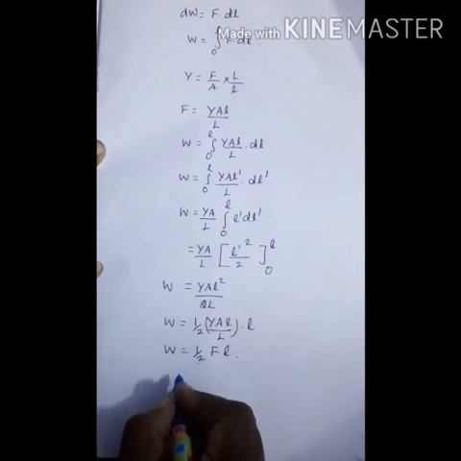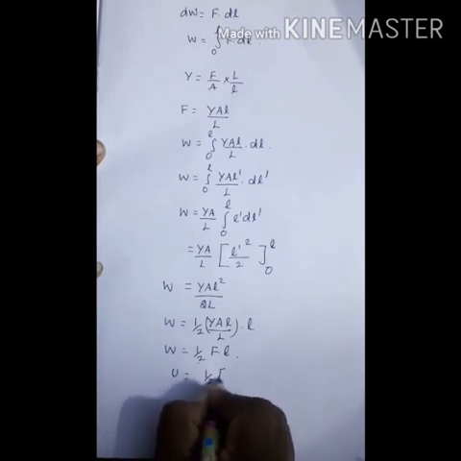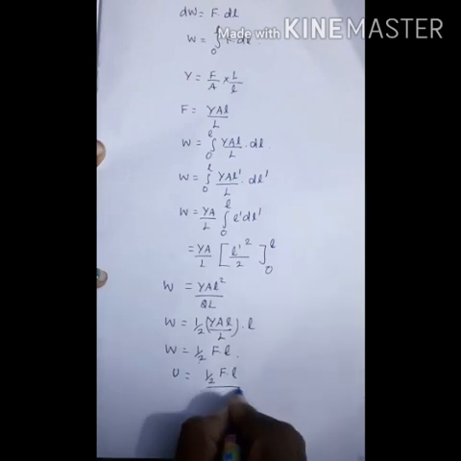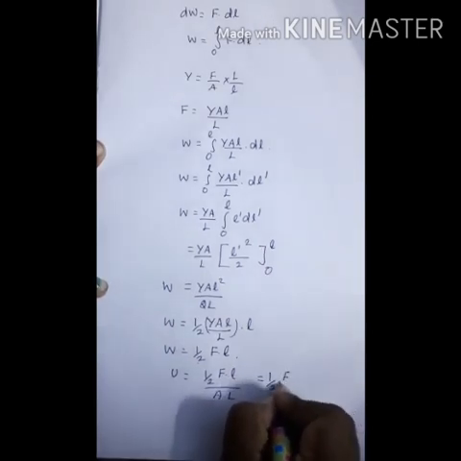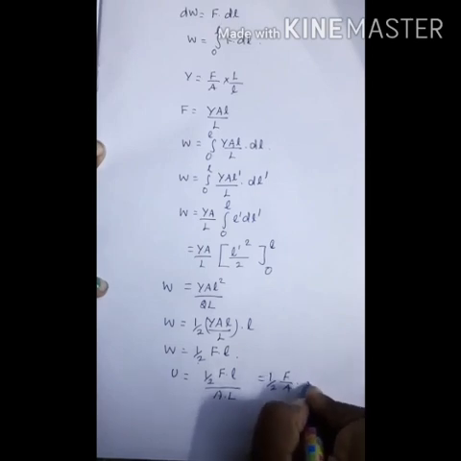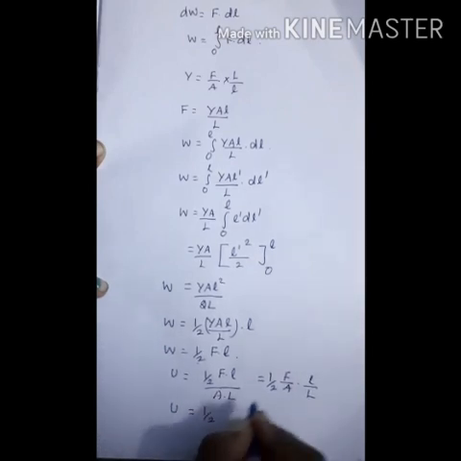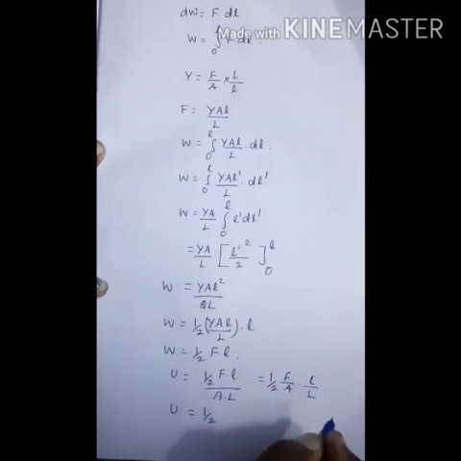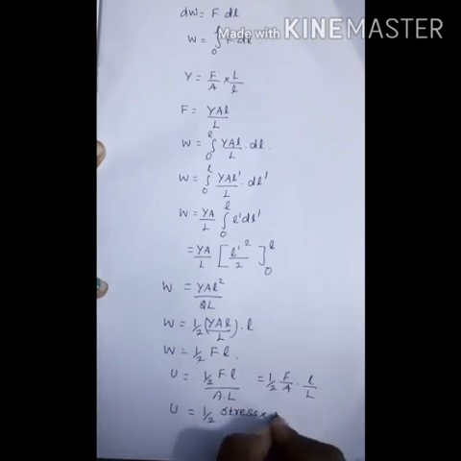Next, we find the energy density. Energy density U is equal to energy per unit volume. Potential energy is taken as half into F into l, divided by volume. Volume formula is area into length, A into L. Let's arrange this equation: 1 by 2 F by A into l by capital L. Therefore, energy density U is equal to half into, this is the stress value, this is the strain value. Therefore, half into stress into strain.